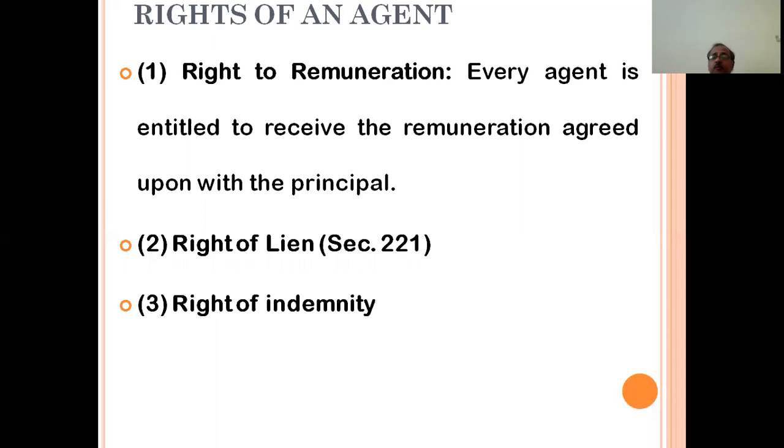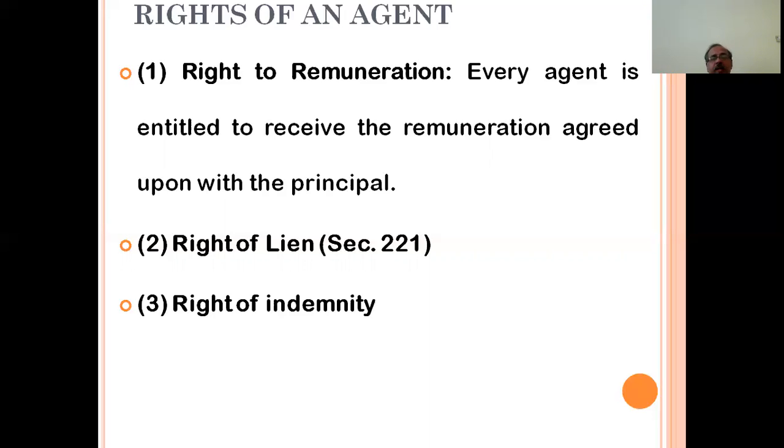The next one is right of lien, right to withhold, as per section 221. So in case the principal is not paying his salaries, commission, or other benefits, the agent has all the right to withhold the properties or goods of the principal.